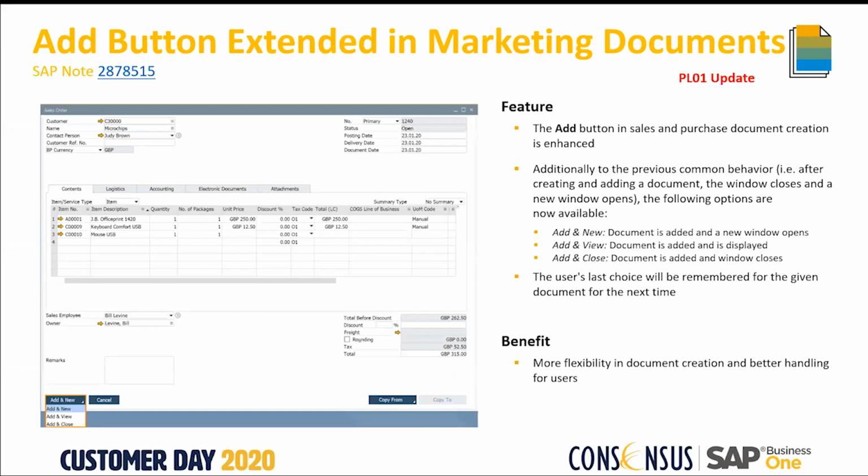You will see a little bit of a change in behavior when you add a document. Remember, it only had the add option. Now you can choose between add and new, so it's going to clear up the window and you're going to add a new document. Add and view: add and then view the document you just created. And then add and close: add and I'm finished. It's going to close the window, and whatever you chose last will be saved. For the next time, if it's always add and new, it's going to stay like that. Or if you always want to view the document you just created, I find it very, very useful.